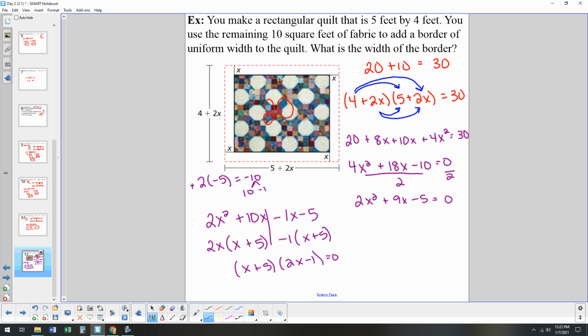So if x plus 5 equals 0, x is negative 5. But we can't have a negative length, so that's out. So then we'll focus on 2x minus 1 equals 0. Add 1. Divide by 2. And we get x is 1/2. We were in terms of feet, so we could either say half a foot, or half a foot is 6 inches. So that is the width of the border. And that is it for day 2 of section 3.2, textbook 3.1.